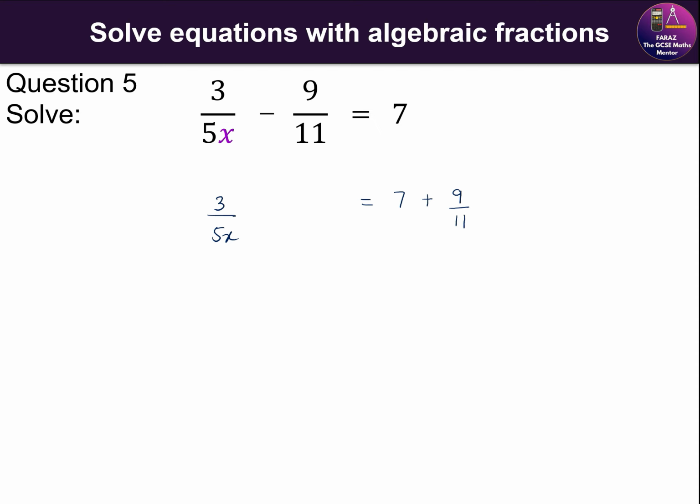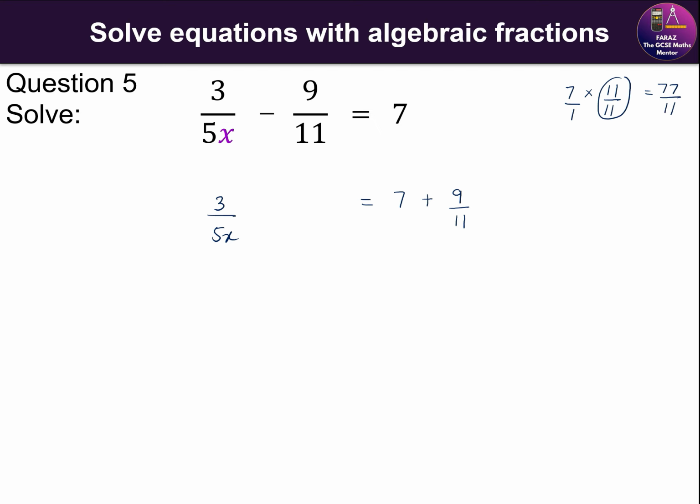I'm not writing minus 9 over 11 plus 9 over 11, as this will cancel out. So that's why I'm not writing it here. Now we only have 3 over 5x equals 7 plus 9 over 11. So we need to multiply this 7 to make its denominator 11, because this is 7 over 1, you have to multiply it by 11 over 11. And 7 times 11 is 77, 1 times 11 is 11.